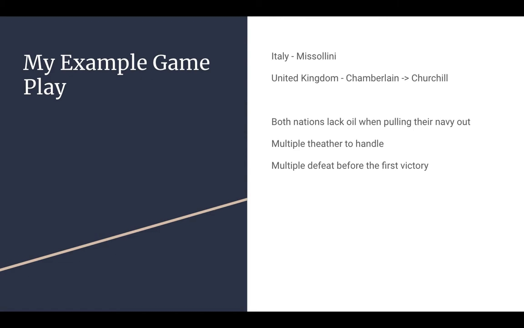So, for example, in my experience, I tried Italy as Mussolini, and the game presents some basic information which states that Italy wanted to expand, and after World War I they did not get what they thought they deserved, so Mussolini rose to power after that. And there are some shortcomings for Italy. It does not have enough oil, and there are multiple theaters to handle. So I had many defeats in this game before I reached my first victory.